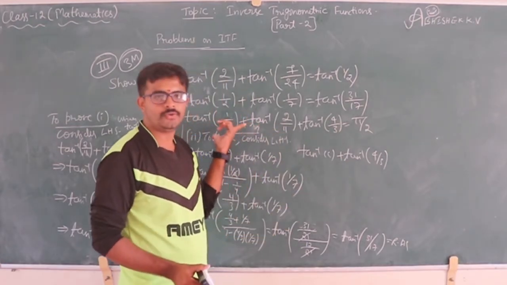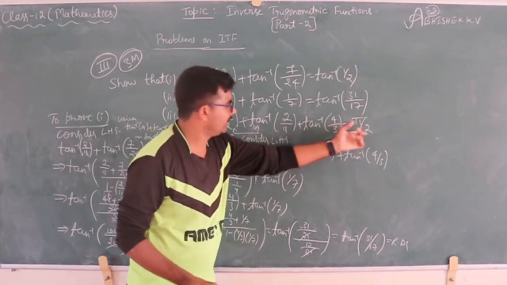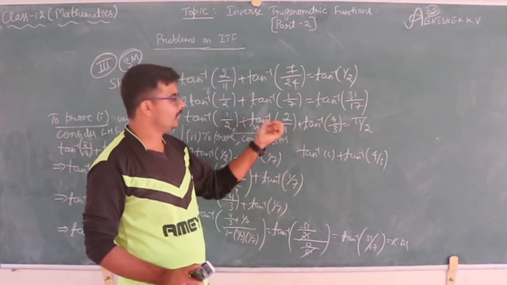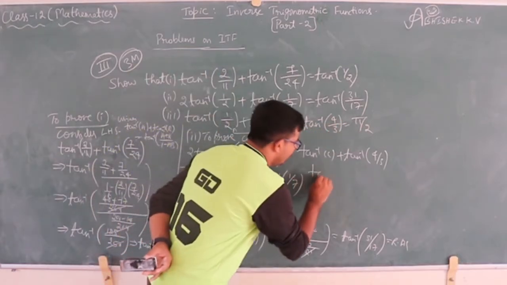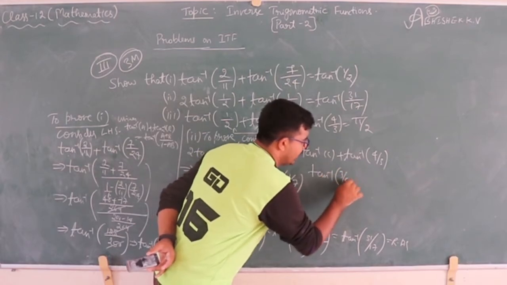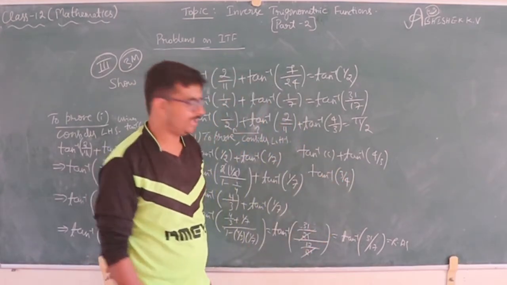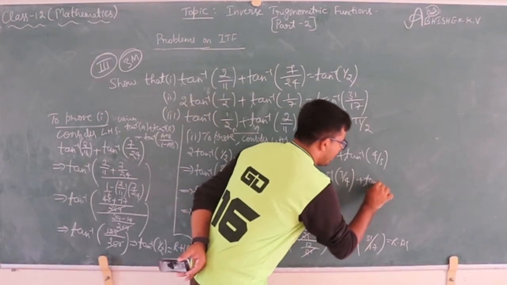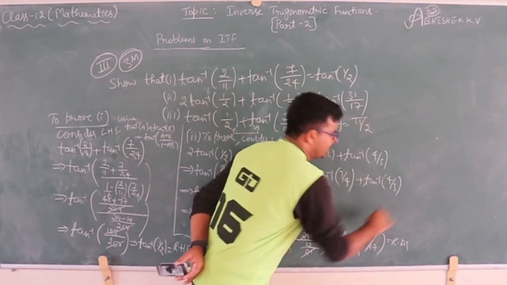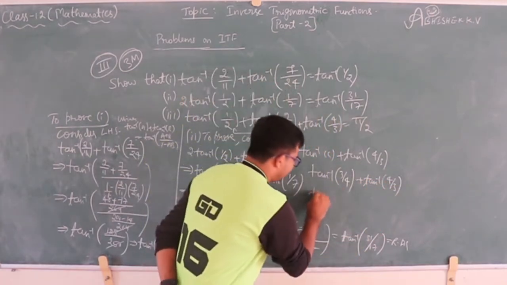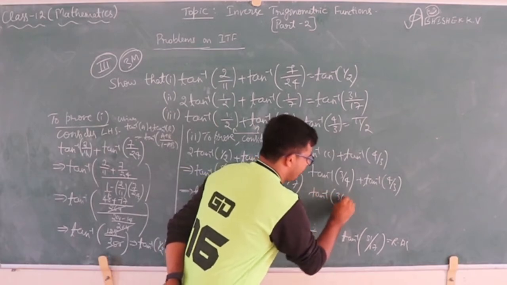First we are going to find these two, then these two, getting pi by 2. Tan inverse 4 by 2 plus tan inverse 2 by 11 gives you tan inverse of 3 by 4. Tan inverse of 3 by 4 plus here you have tan inverse of 4 by 3. See, tan inverse of 3 by 4.